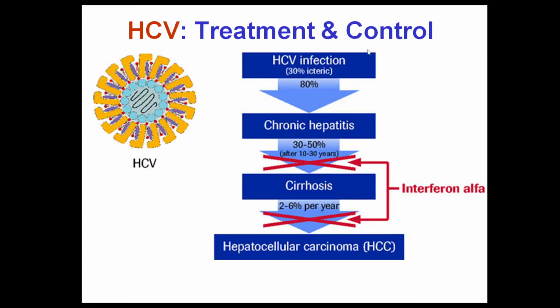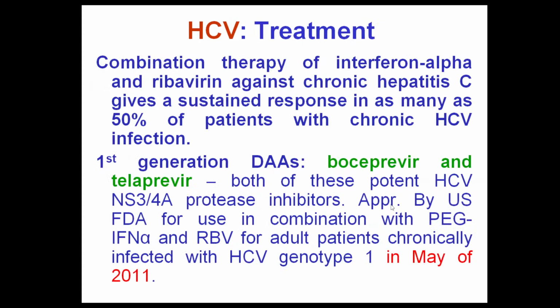So, in HCV infection, only 30% are icteric. Out of the infected individuals, 80% develop chronic hepatitis. Out of them, after 10 to 30 years, 30 to 50% develop cirrhosis. If we use interferon alpha, we may decrease the percentage of those who develop cirrhosis. And in 2 to 6% of those who develop cirrhosis, hepatocellular carcinoma can develop. So interferon, of course, can help.